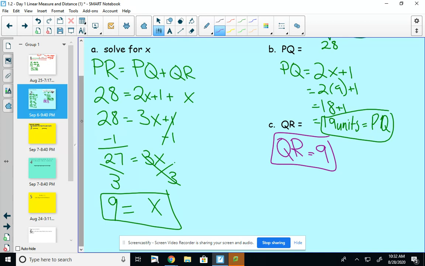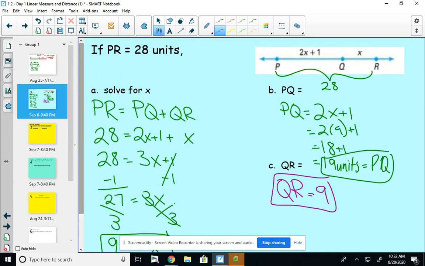We can double check that. We know that PR, the entire segment, is 28 units. It's made up of PQ and QR. PQ is 19, QR is 9. 19 plus 9 is 28.